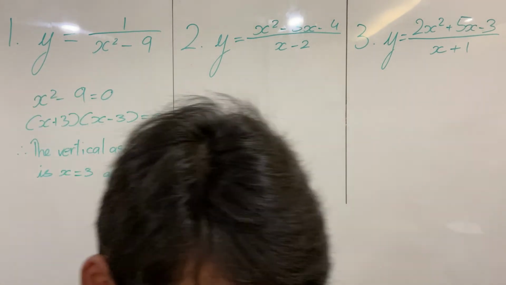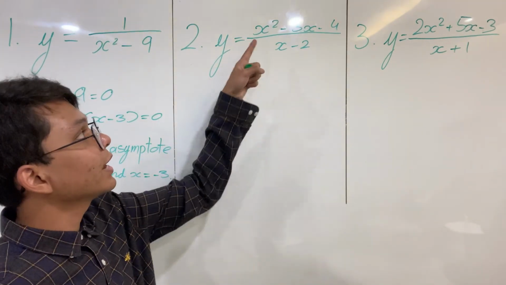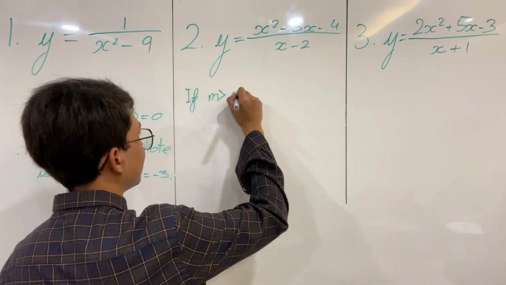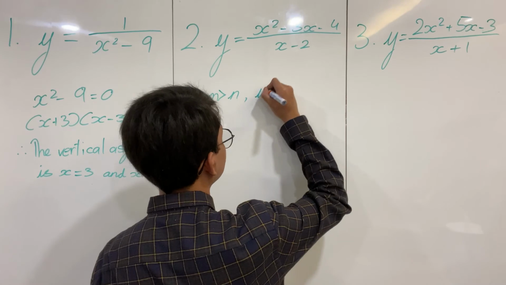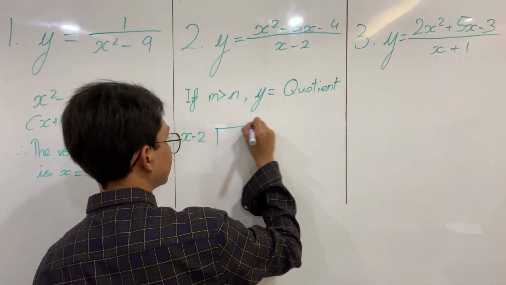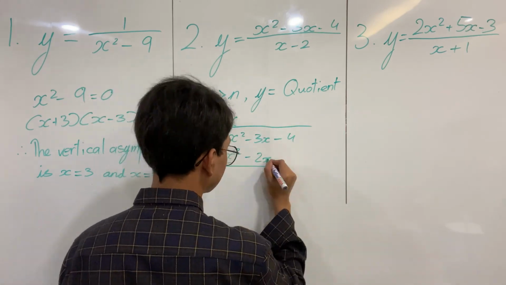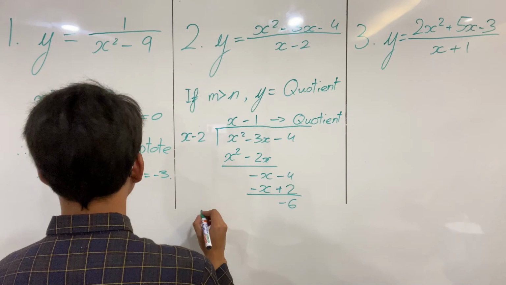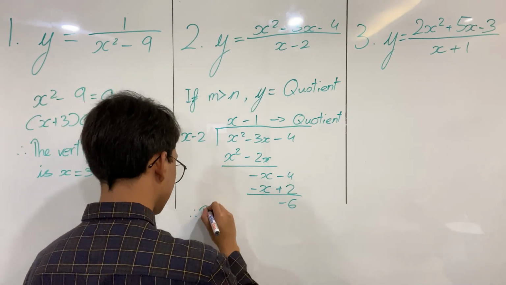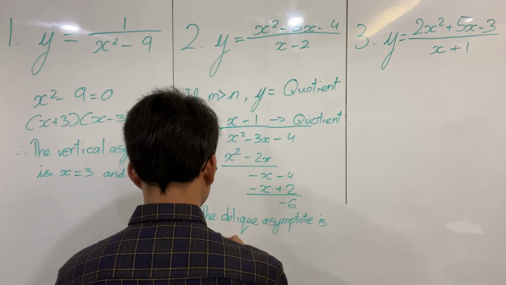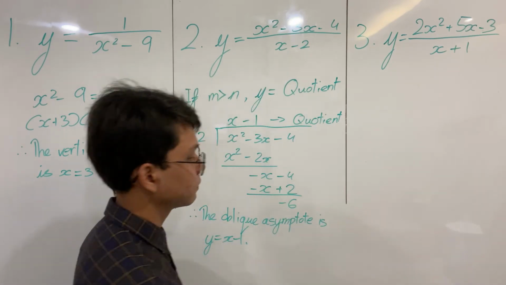As you can see here, this question's numerator degree is higher than the denominator's. If m is more than n, then y equals the quotient. So do long division with this equation. So this is your quotient. Hence, the oblique asymptote is y equals x minus 1.